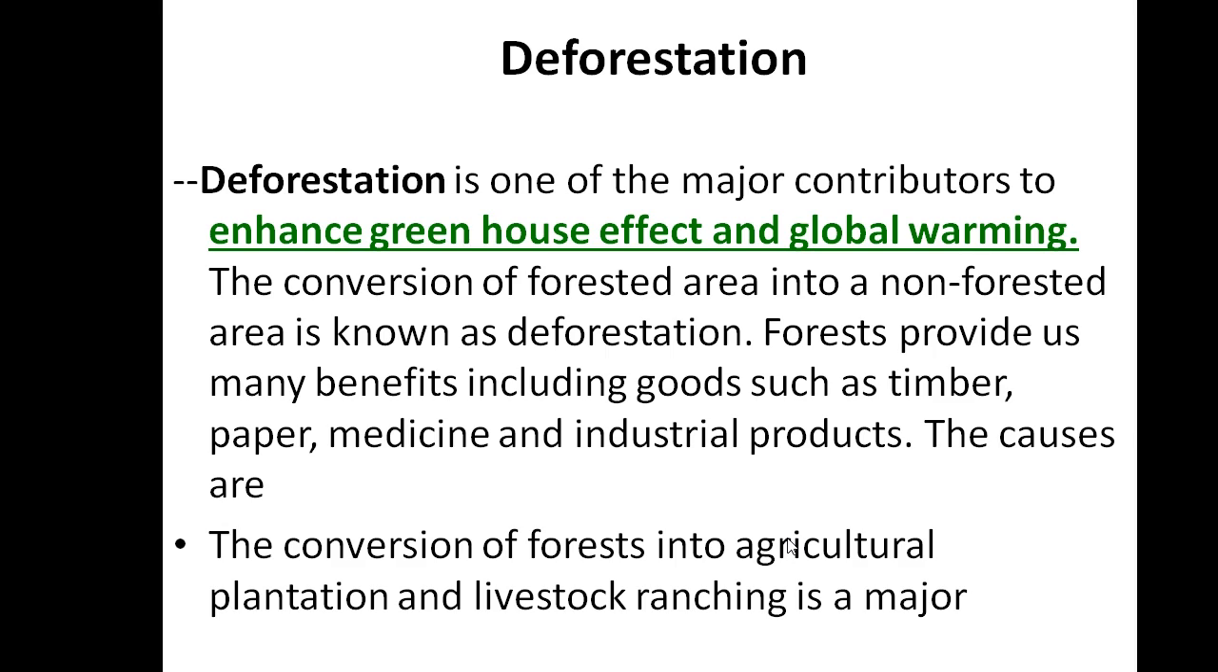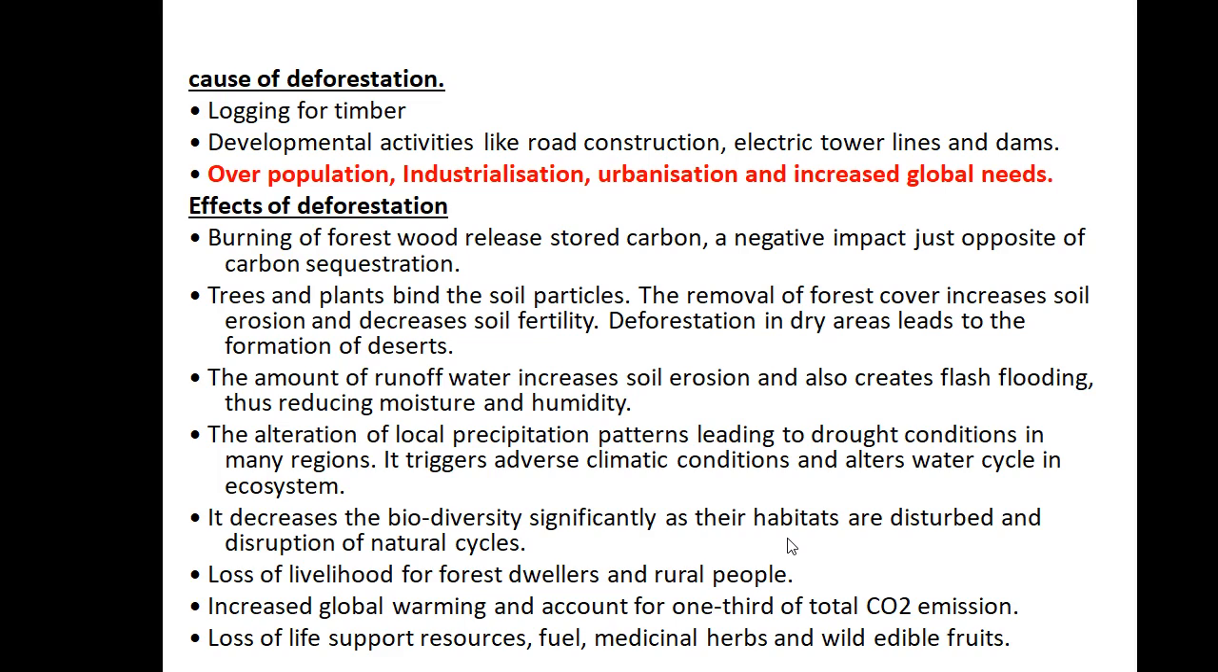Okay, if we are deforesting the forest, benefits such as timber, paper, medicine, industrial products, everything will not be available. Definitely it will lead to big problems like the greenhouse effect and global warming. Conversion of forest into agriculture, plantation, and livestock are major causes of deforestation. Why are we converting forest into agricultural land? Because the population has increased all around the world, so people need food, fiber, fuel, all those things. For that we are changing the forest into agricultural land.